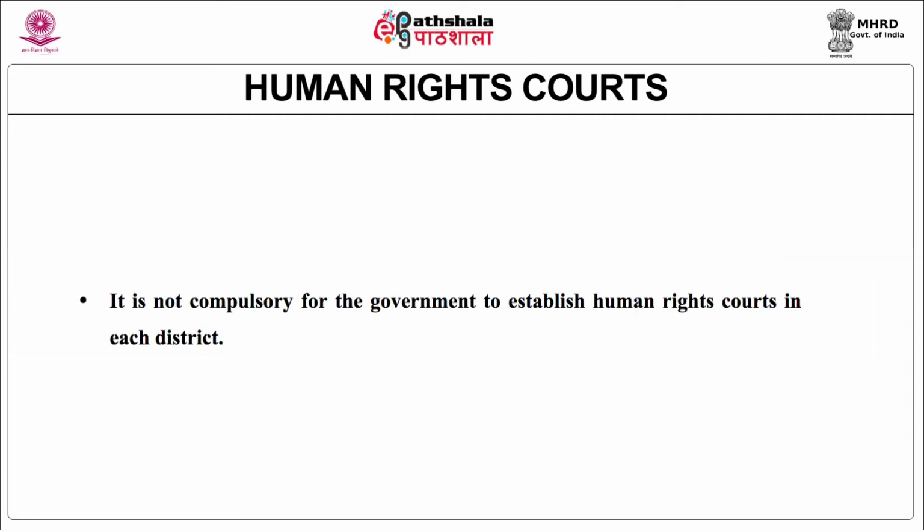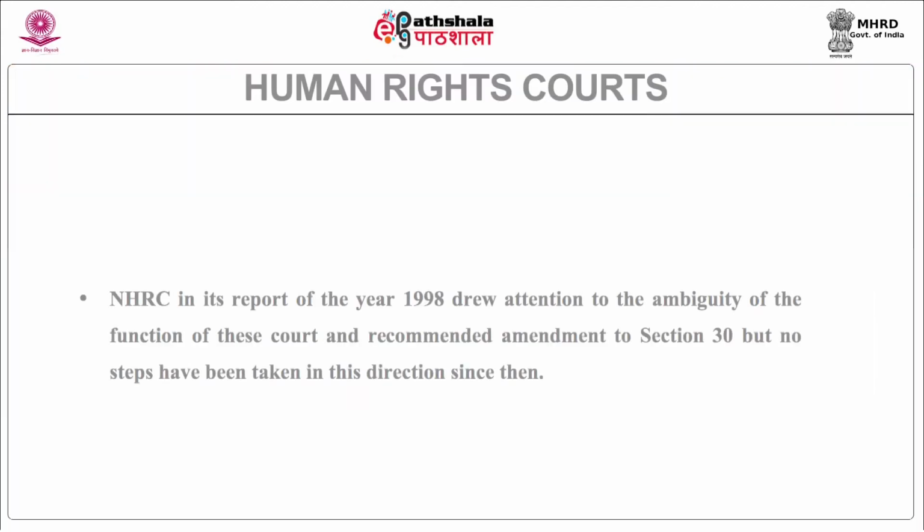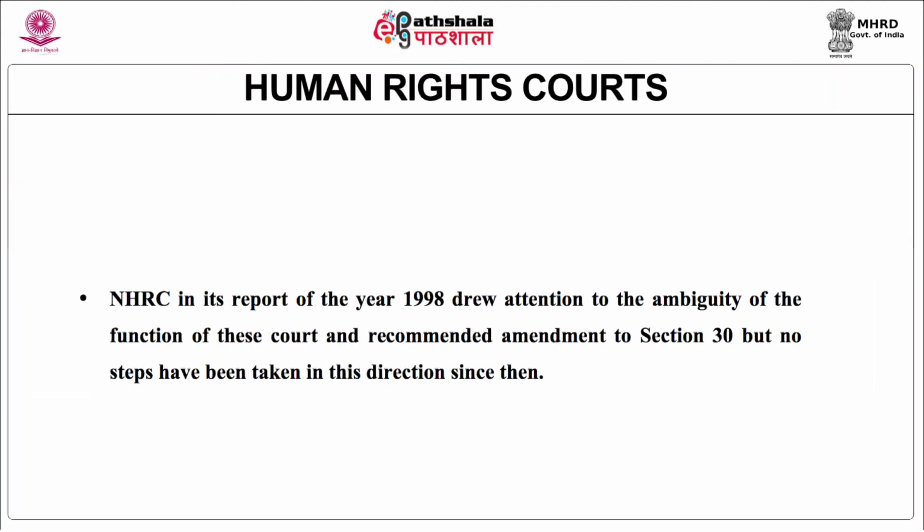It's not compulsory for the government to establish human rights courts in each district, but what has been provided in the Act is only an enabling measure. In fact, the NHRC in the year 1998 drew attention to the ambiguity of the functioning of these courts. The Commission suggested a number of amendments to Section 30, but so far no steps have been taken to redress this gap, and the Commission's recommendations are still out there.